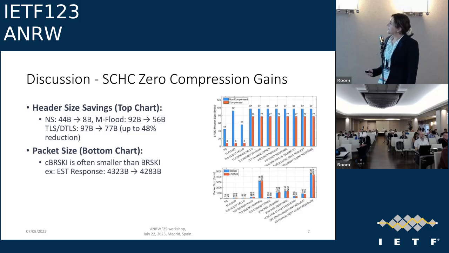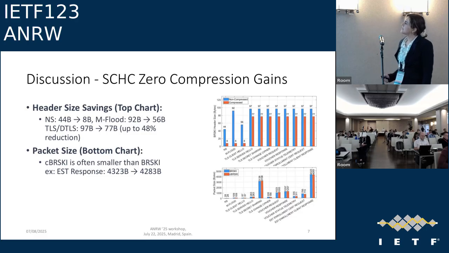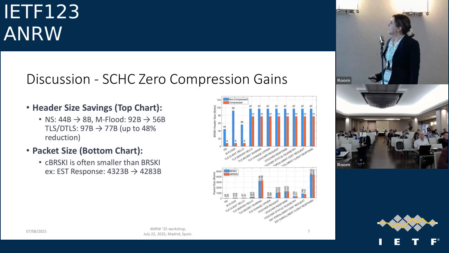So in the first figure, you can see that these are showing only the header sizes of the messages, and in the compressed versions they're all reduced by up to 48%. In the bottom chart, you can see the whole packet size being compared between different messages between Brusky and Cibruski. We applied the framework using both Cibruski and Brusky to see which of them would be better.